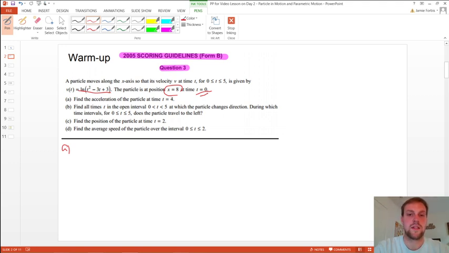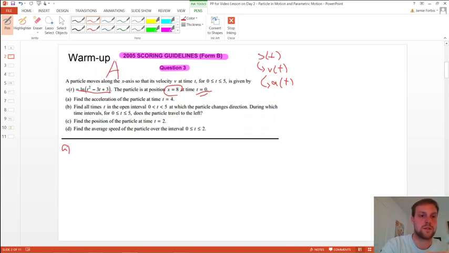The biggest thing to keep in mind here with particle in motion is to remember this relationship. S of t is the position, moves to v of t by taking the derivative, and then we go from v of t to a of t by again taking the derivative. That's a big relationship we need to remember. Part A says find the acceleration of the particle at time equals 4. This was 2005, question 3, calculator active, so keep that in mind.